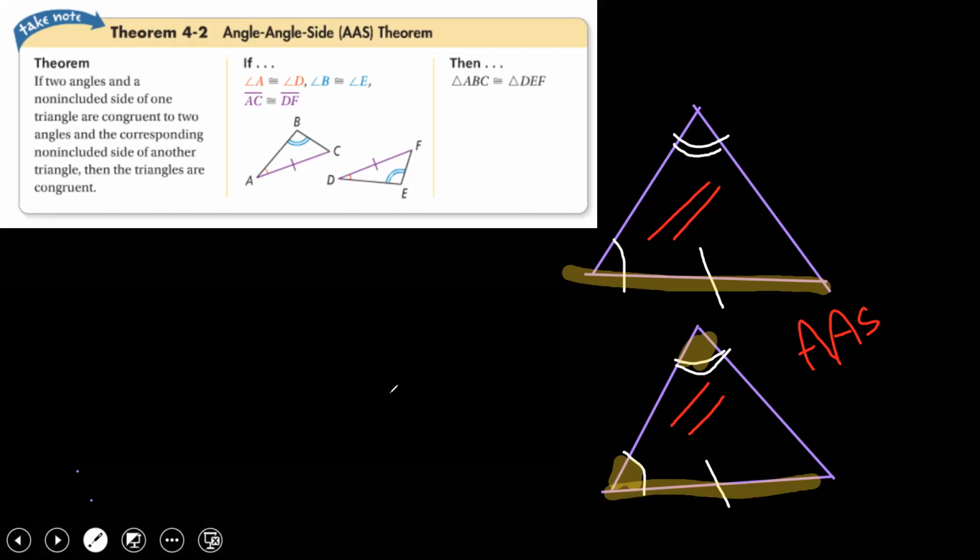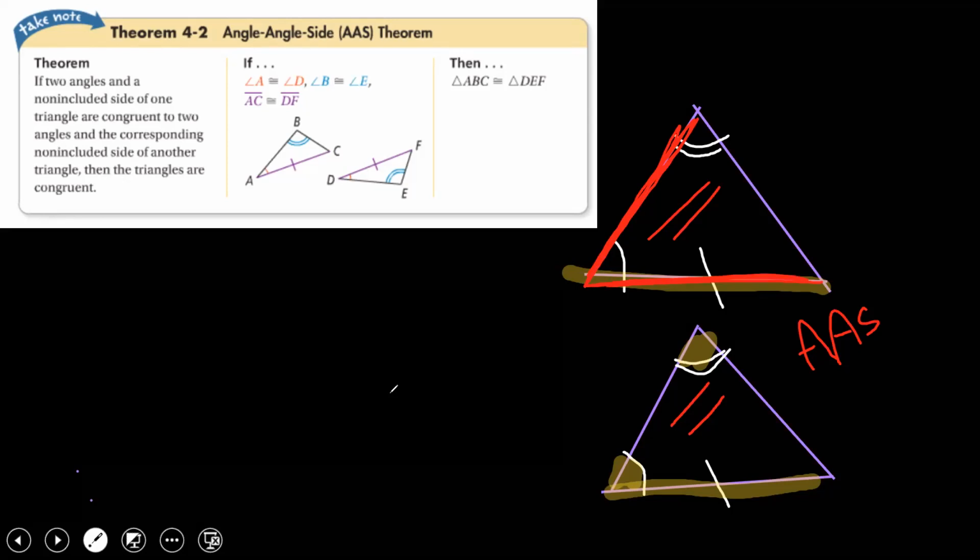No, Miss, I mean that non-included means they didn't give us that the sides are congruent between the two angles. They are not between two angles. They're another side, not here. They are not included between the two angles. As you see here, look, it's not included.